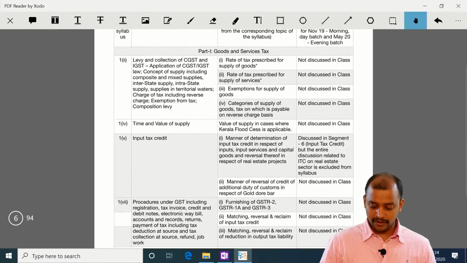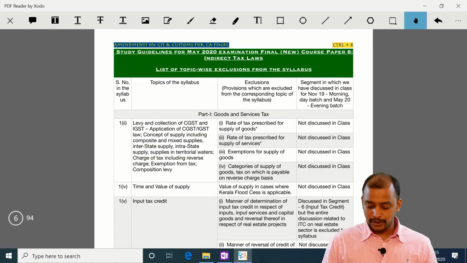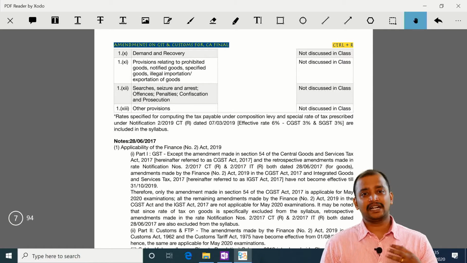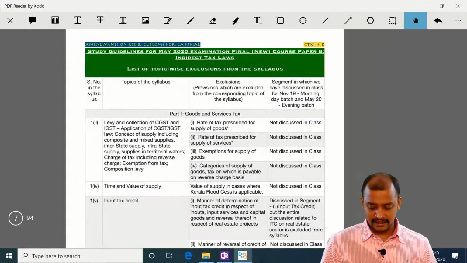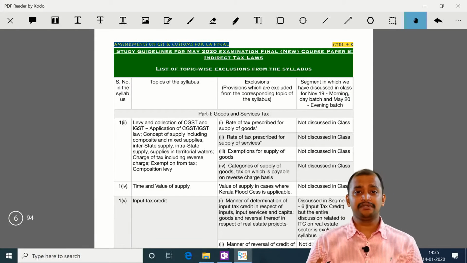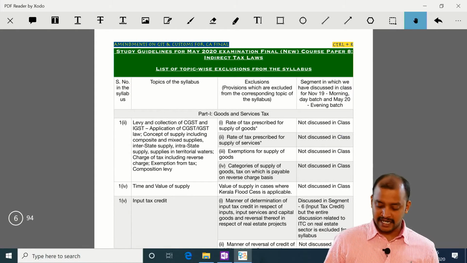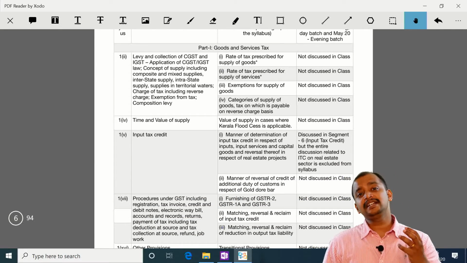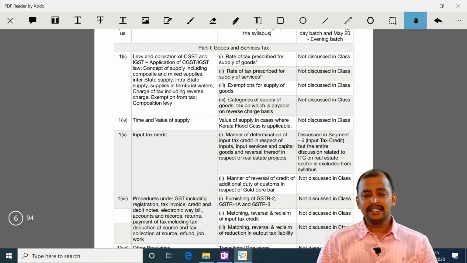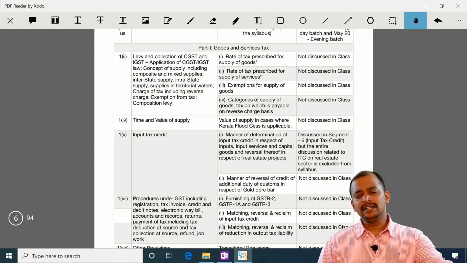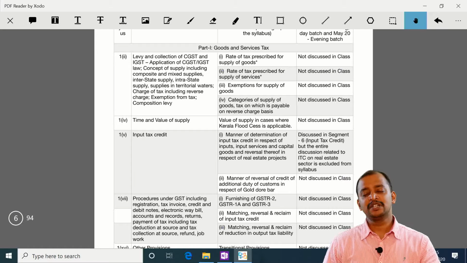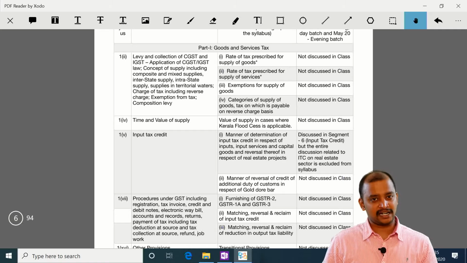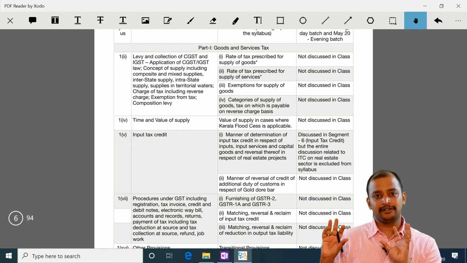In that they have given all the topics which are excluded, and this will be useful for you so that you don't have to read those topics. And even in our classes we have not discussed anything here except for one area, which we discussed in our class but is not applicable for your exam, in the input tax credit chapter. We discussed ITC implications on real estate sector. This is not applicable for May 2020 exams, but of course we spent a considerable amount of time discussing this concept in our class. So please ignore that particular area.